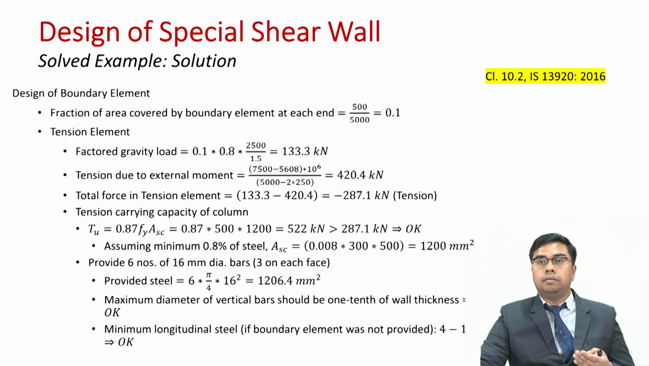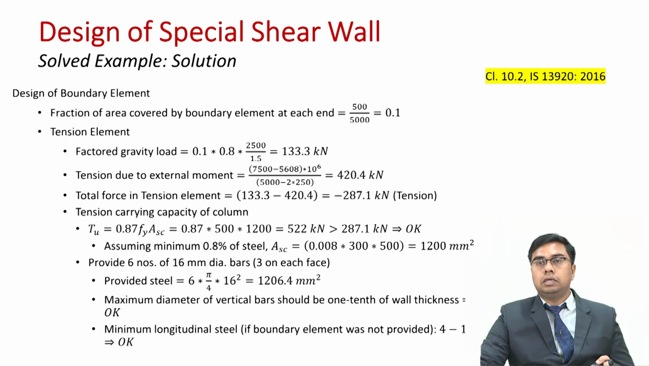Now, for providing this minimum 0.8% of steel, that is 1200 millimeter square of steel, we can provide 6 numbers of 16 mm dia bars with 3 on each face. This provided steel, as we have calculated earlier, is sufficient. Further, let us check the other ductile detailing requirements for this steel, that is the maximum diameter of vertical bars should be 1/10 of wall thickness, which means the diameter of vertical bar cannot exceed 300 divided by 10, 30 millimeters. We have used 16 mm dia bars, perfectly fine.